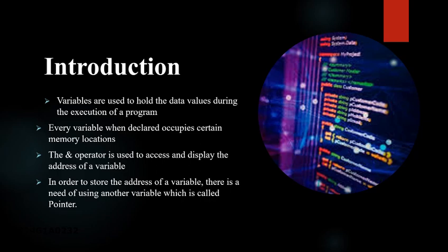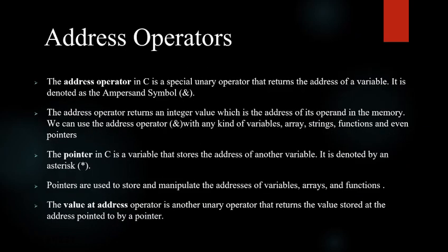Variables are used to hold the data values during the execution of a program. For every variable, when we declare, it occupies a memory location. And the address operation is used to access and display the address of a variable. In order to store the address of a variable, there is a need of using another variable, and that is called a pointer. Let us know about the address operation.